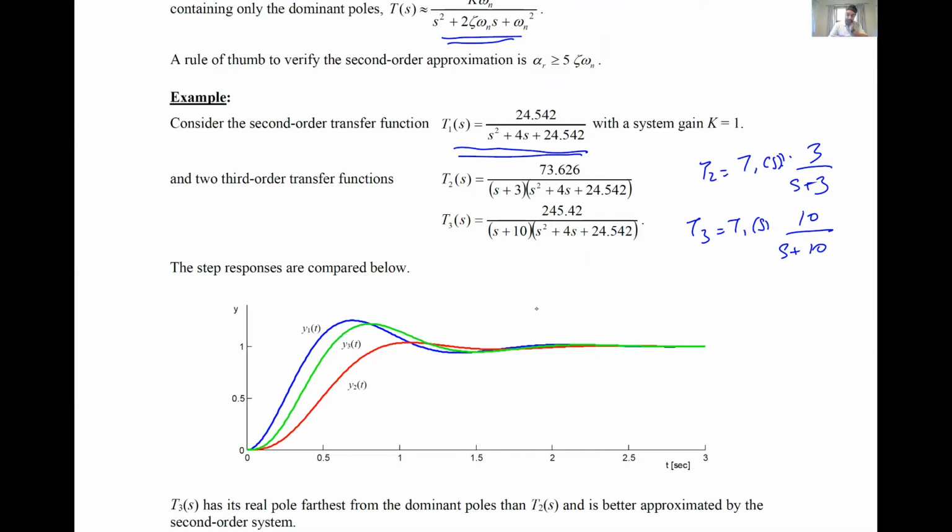So you can see over here that y3 is following the response of y1 more closely compared to y2, which is happening because the pole is located further away from the imaginary axis compared to y2. So the pole at s equal to minus 10 is much faster compared to the pole at s equal to minus 3.